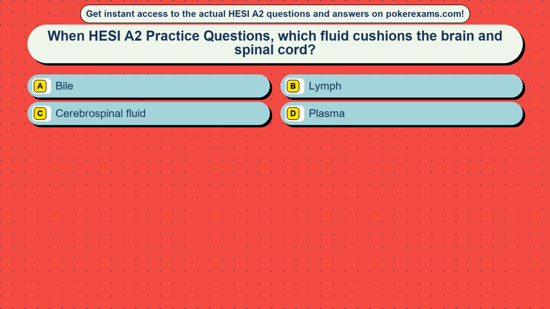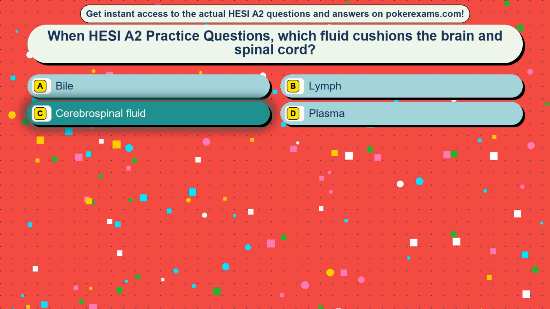Question 19. When HESI A2 practice questions, which fluid cushions the brain and spinal cord? Option A, bile. Option B, lymph. Option C, cerebrospinal fluid. Option D, plasma. The correct answer is option C, cerebrospinal fluid.